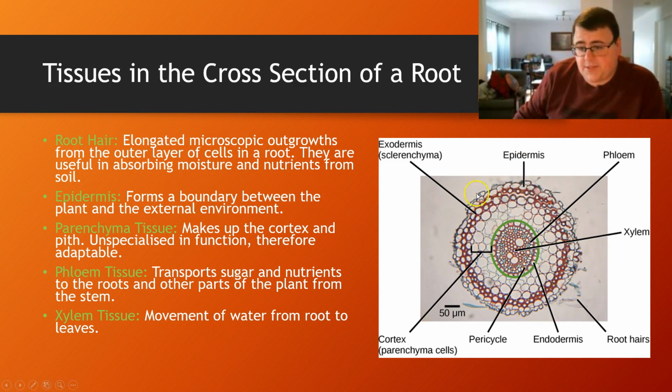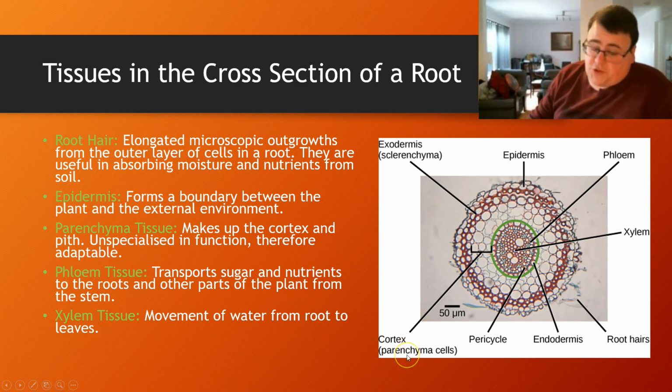We have the epidermis, which is going right around the root here. That's forming the boundary between the plant and the external environment, ensuring that they are two separate areas. We have our cortex and our pith inside here, and these are our parenchyma cells. Basically, the parenchyma cells are made up of cortex and pith. They're unspecialized in function, therefore they're adaptable to be turned into any type of cell.